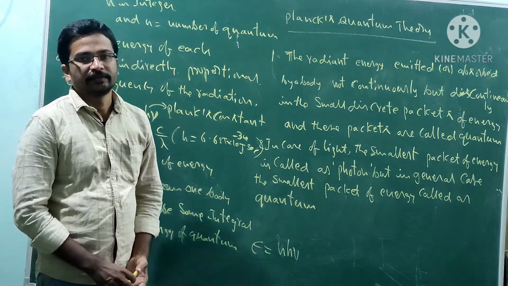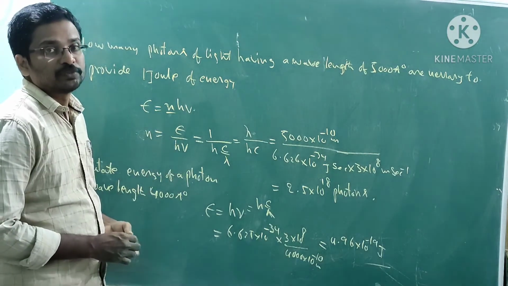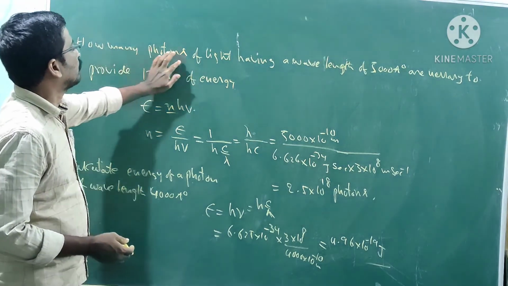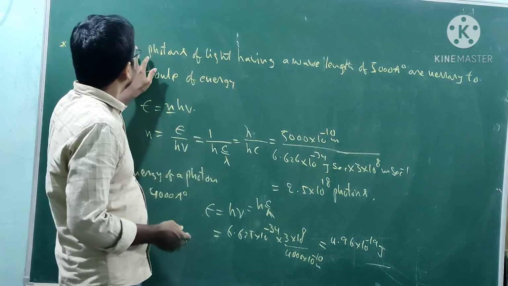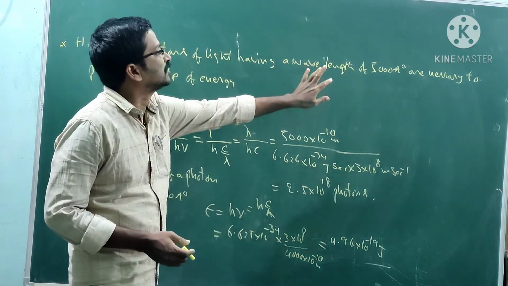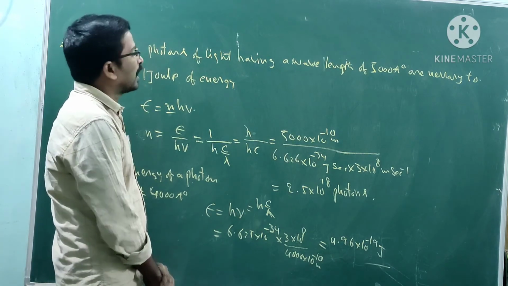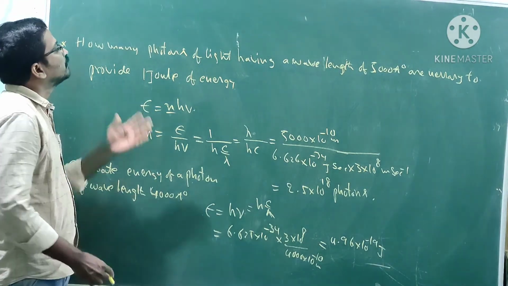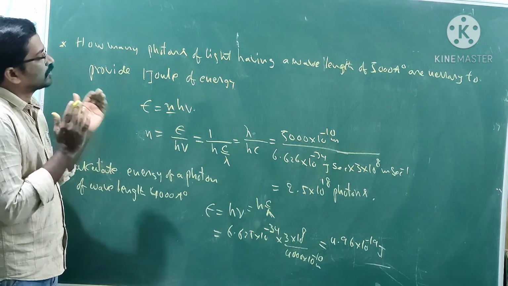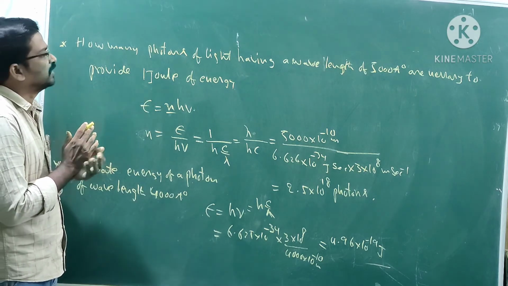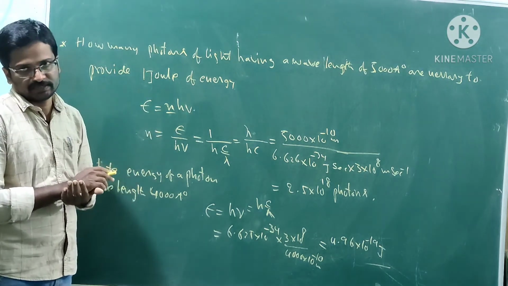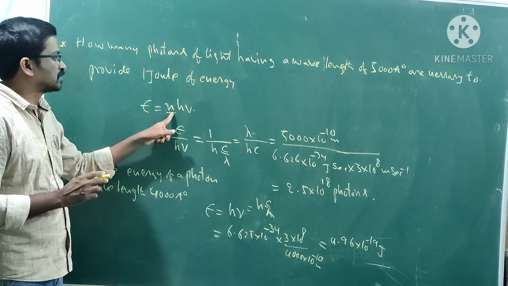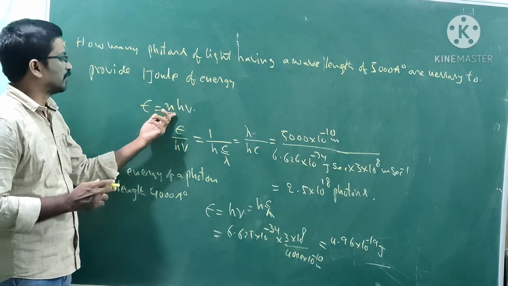Is anything unclear? Let us look into these two problems. One problem says: how many photons of light having a wavelength of 5000 angstrom are necessary to provide 1 joule of energy? You can use E is equal to n h nu. Energy is given, and they ask for the number of photons.